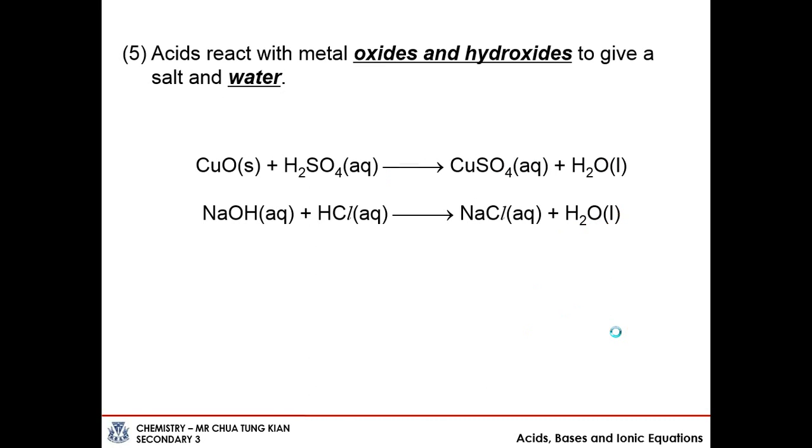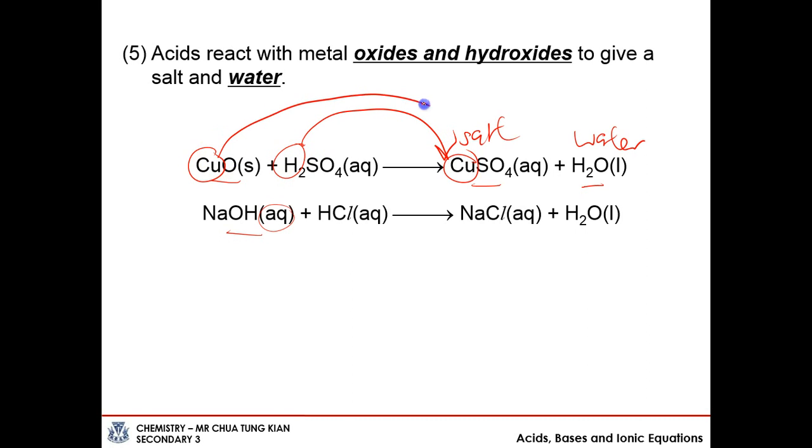Acids also react with oxides and hydroxides to give us salt and water. So this is the oxide, this is the hydroxide. Hydroxide is, you can call it a hydrated oxide of sorts. So you notice that hydroxides are most of the time in the aqueous state. So the hydrated oxide reacts with acids to give us salt and water. So to recall, the salt is simply an acid with one or more H plus ions replaced by a metallic ion.